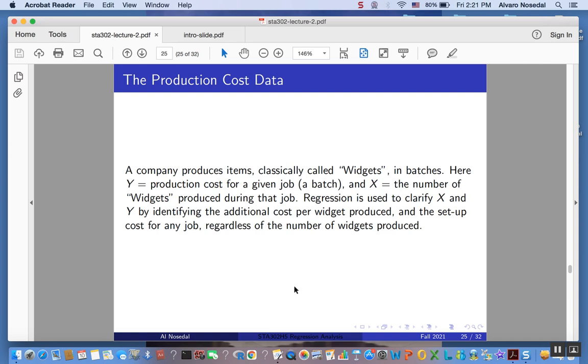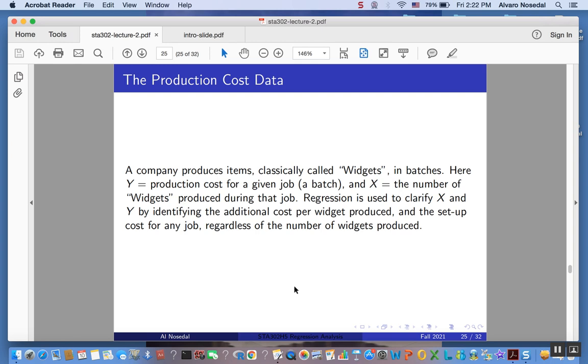Okay? So what we want to do here is using regression to study the relationship between X and Y and identifying the additional cost per widget produced and the fixed cost for any job. Okay, so that's the ultimate goal, trying to find a mathematical relationship or trying to summarize that relationship using a mathematical model.